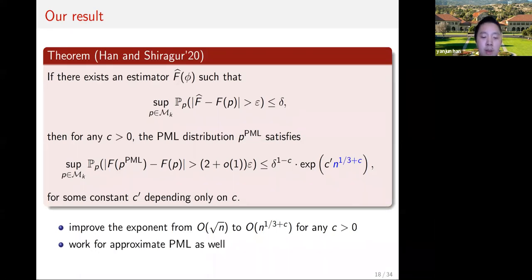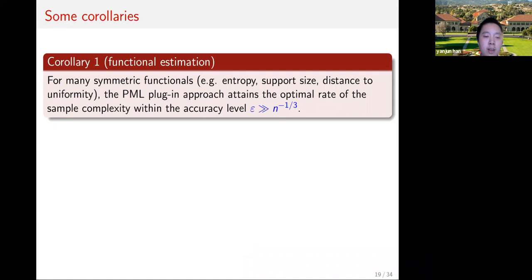And this result works for approximate PML as well, where we will have an additional factor on the right-hand side on the approximation property of your PML. So basically, it means that in reality, if we could compute an approximate PML distribution, it still works with an additional factor on the right-hand side. And one direct corollary of that result is on functional estimation, that is, for many symmetric functionals, where a sub-Gaussian tail probability is possible, the PML plug-in approach will attain the optimal rate of sample complexity within the accuracy level epsilon much greater than n to the minus 1/3. So this means that we could improve the accuracy level from n to the minus 1/4 to n to the minus 1/3. And this is why we call this result a high accuracy optimality result for the PML.